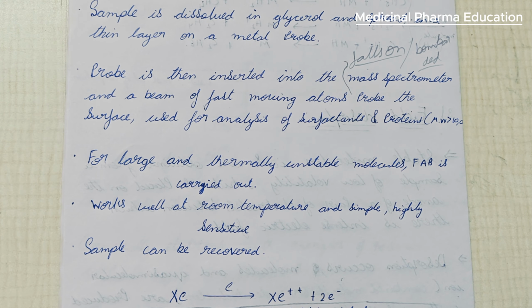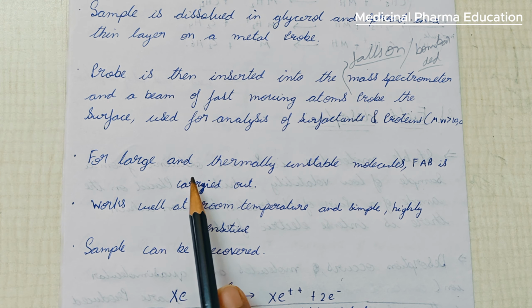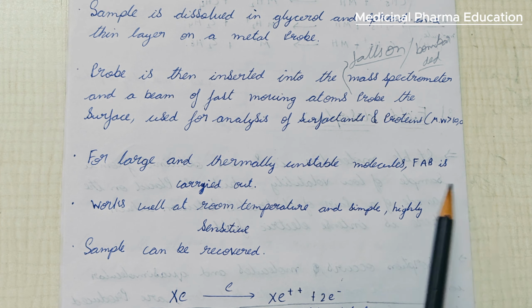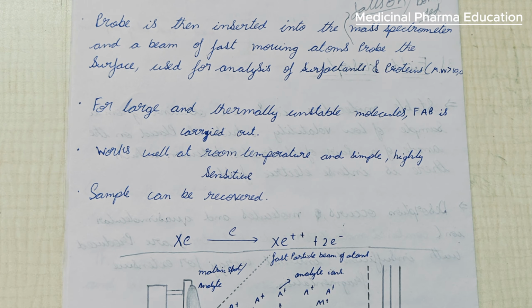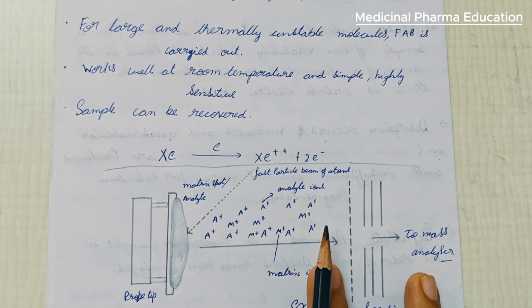I will explain the diagram, and you will understand it very clearly. For large and thermally unstable molecules, that is, heat unstable molecules, FAB is used. It works well at room temperature, it is simple and highly sensitive. The sample can also be recovered.